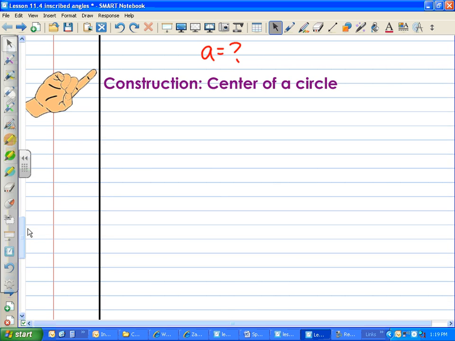All right, construction of a circle. I don't think you guys have room for that. Do you? No.